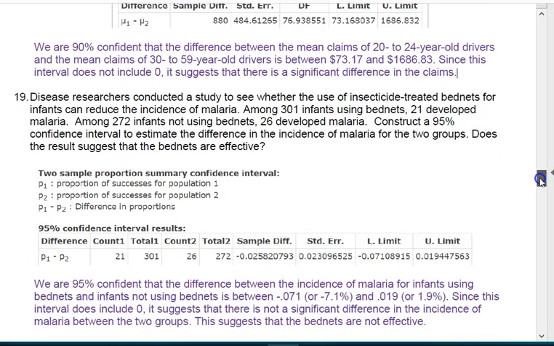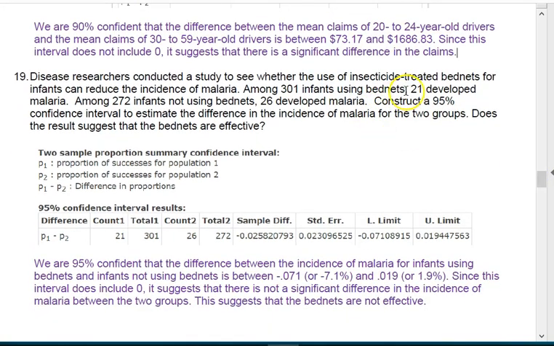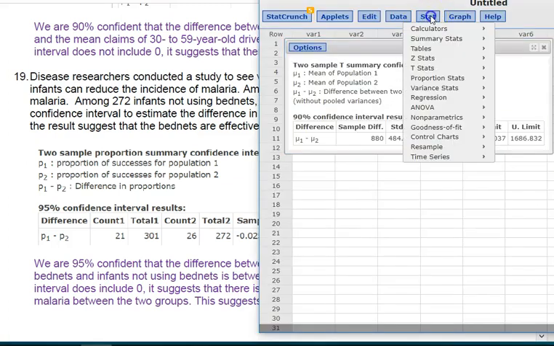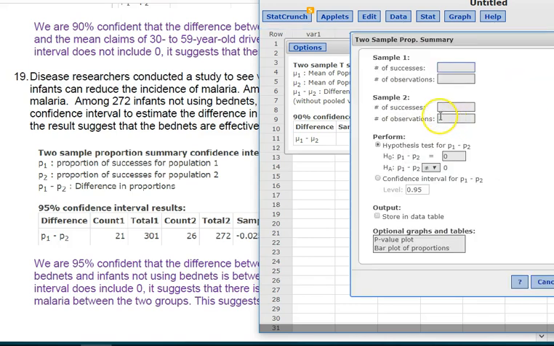For the next one, this is the information about the infants that use the insecticide-treated bed nets or not. Again, we're doing a confidence interval to estimate the difference in the incidence of malaria for the two groups. The incidence of malaria is a proportion. So we're doing a confidence interval for the difference between the two proportions. In StatCrunch, we're going to use proportion stats to sample with summary, since we have summary data.